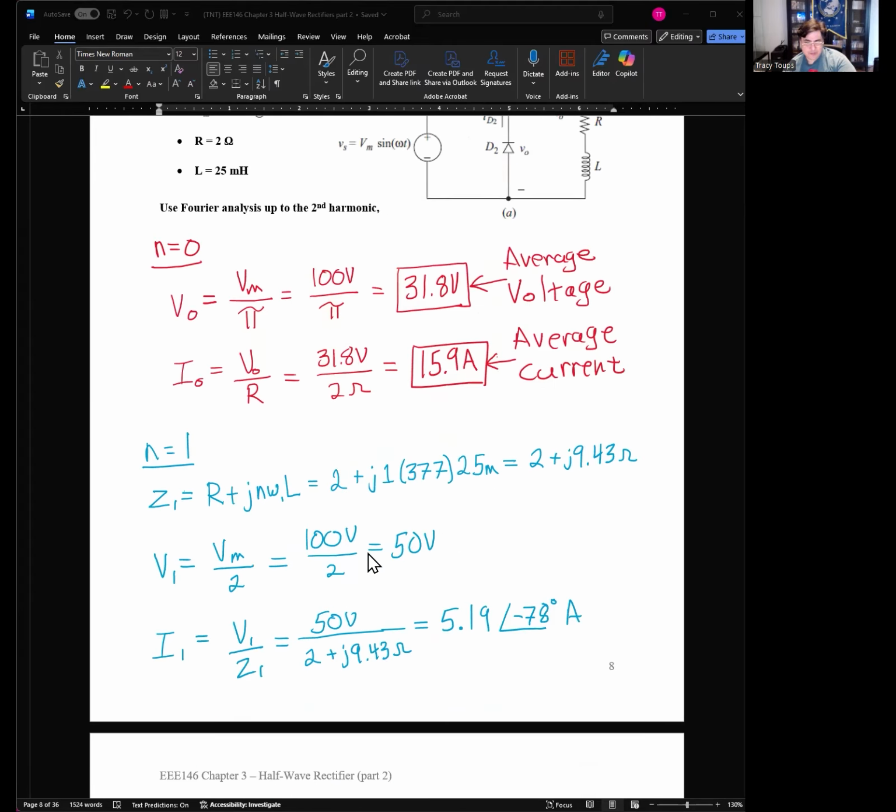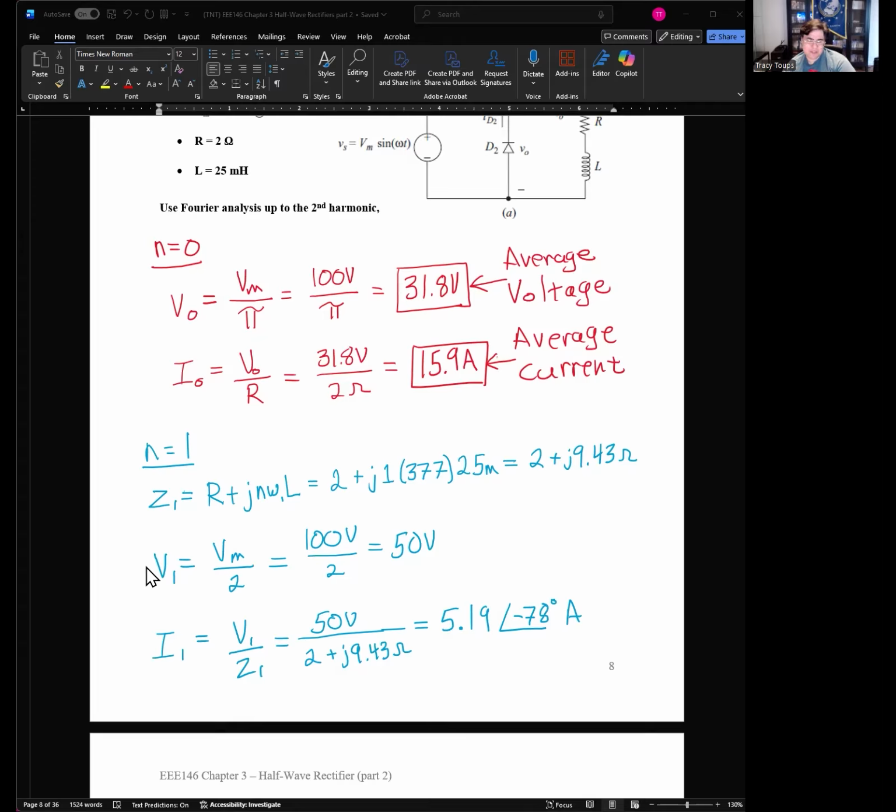Okay. So that's just 50 volts. After that, let's do Ohm's law. I equals V over Z, except we got to do phasors. So we have 50 volts, angle, we'll just say the angle is 0 degrees. I probably should write that, but I got lazy. Divided by 2 plus J 9.43 ohms. This is AC, 100%. The answer is 5.19 angle negative 78 degrees amps. We probably don't need the angles, but I wrote it there just to say it.